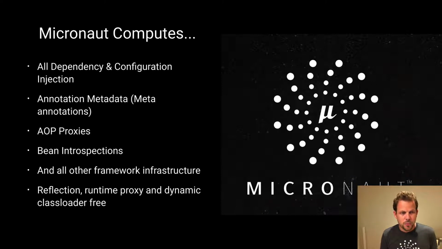What Micronaut actually computes at compilation time is all the dependency and configuration injection. So it has a full DI container that's based on javax.inject. It computes all the annotation metadata, so it doesn't have to be read at runtime. It also computes AOP proxies, so it has full support for aspect-oriented programming and things like @Transactional and so forth. We also have support for bean introspections, which essentially allow you to read properties from a given Java bean, and set and get properties, without using reflection. Essentially everything that makes up the framework infrastructure.